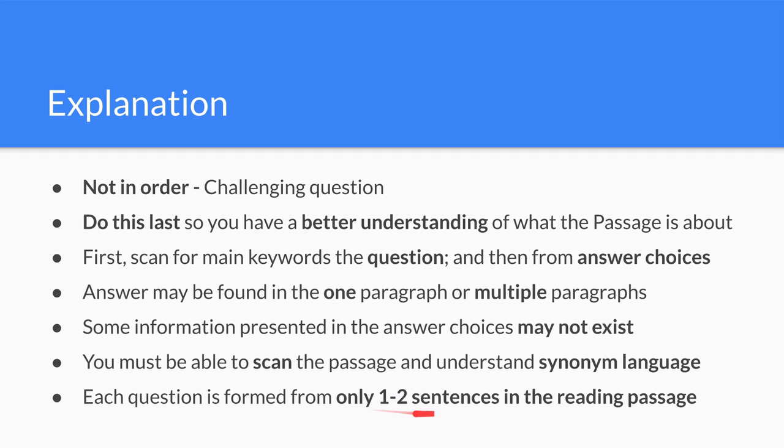So what I mean by that is that, let's say you have 2 different answer choices that you are looking for. You might find one answer choice in one paragraph and the other answer choice in a different paragraph. Well, in each one of those paragraphs, the answer choices are going to come from only 1 to 2 sentences. So you might find one sentence that talks about your answer choice in one paragraph, and you might find another sentence or another 1 to 2 sentences in the next paragraph. Okay? Great. Now let's talk about the basic strategy.